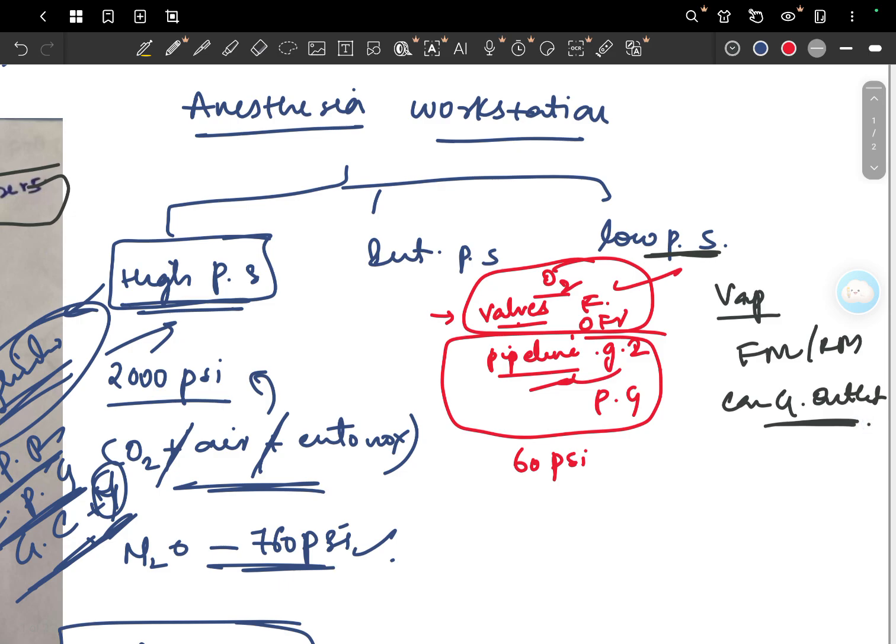So this is all you have to know about anesthesia workstation. We'll be talking about more stuff in the next part.